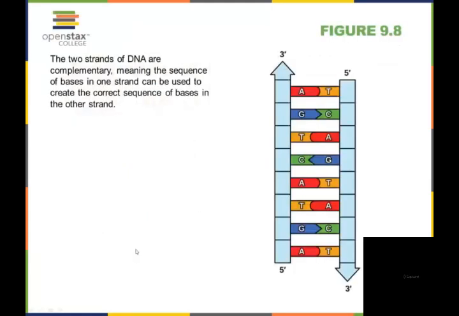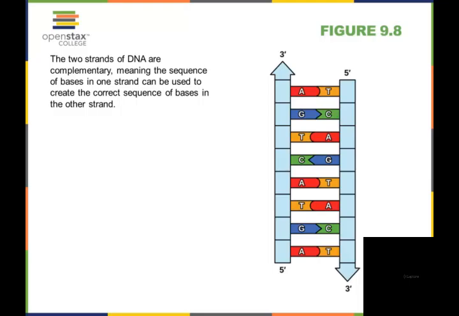So the two strands of DNA are complementary. So one strand will fit with the complementary second strand, and they're going to run in an anti-parallel direction. So on one end, you've got the 5' end. It's going to be where you have a phosphate on carbon number 5. Here you have the 3' end. It's going to be a hydroxyl group on carbon number 3.